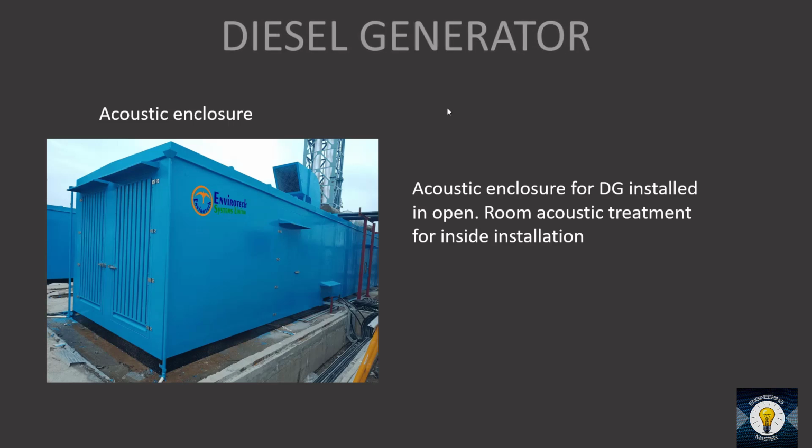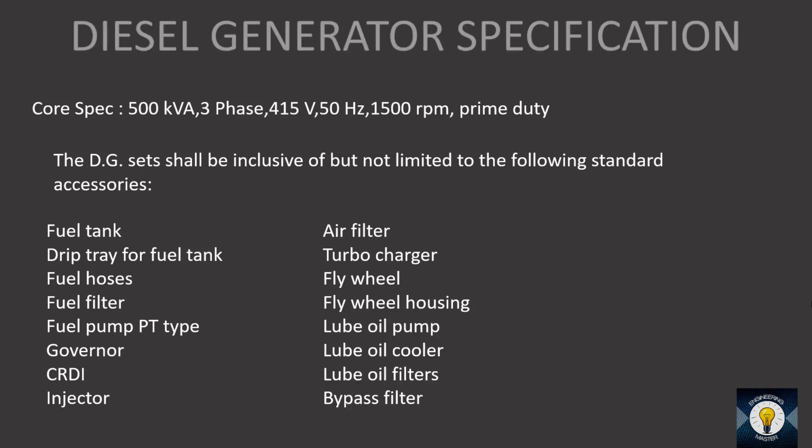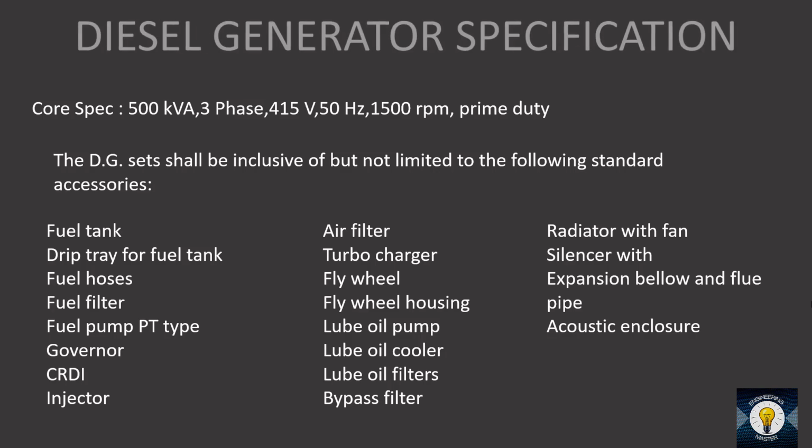If the DG is inside the room or inside the building, then the room needs to be treated acoustically. The special acoustic treatment for the room is recommended in case of DGs installed in the room. So we are adding these components to the specification: lube oil pump, lube oil cooler, lube oil filters, and bypass filter. Then radiator with fan, silencer with expansion bellow and flue pipe, acoustic enclosures.